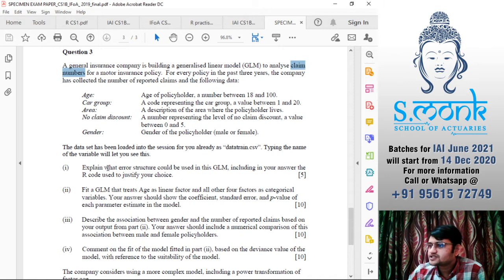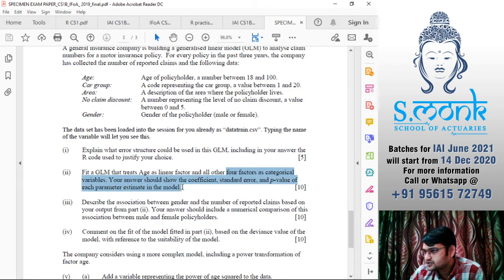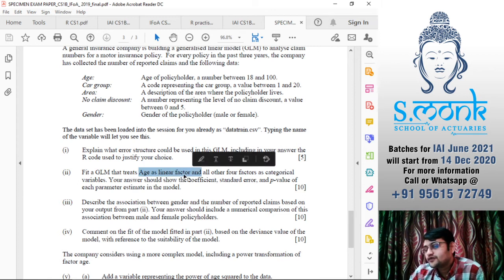So they have just asked us to calculate the error structure. The error structure is going to say that it is following a Poisson distribution. Okay. And they're saying fit a GLM that treats age as a linear factor and all other 4 factors as categorical variables. Your answer should show the coefficient, standard error, and p-value, and that means we want to show the summary. So we want to treat age as a linear variable, and all others as factors.